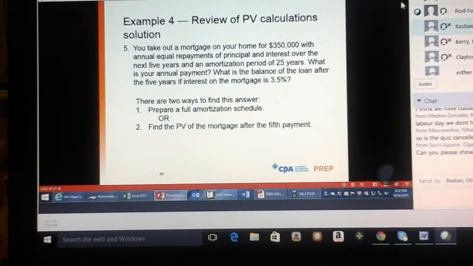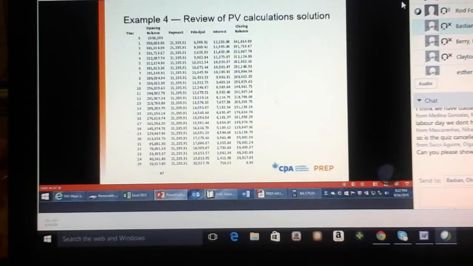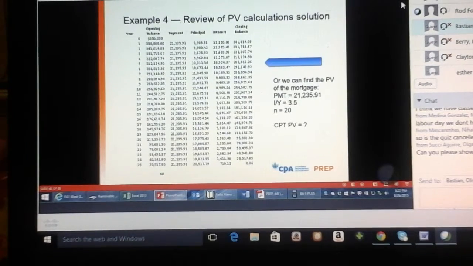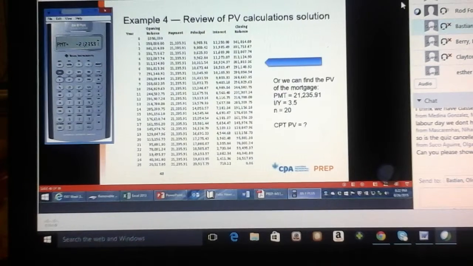So what it wants us to know is what the balance is after the 5th year of interest. So this is the calculation they did in Excel. So you could have generated this present value table. But I'm going to show you a shortcut. I think they're asking in year 5.